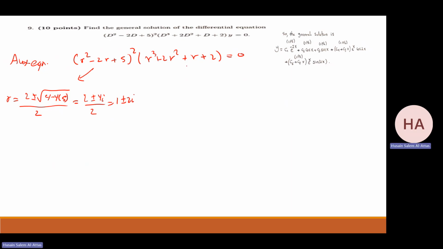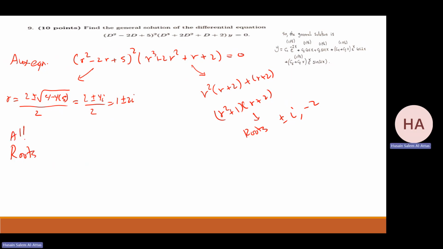Okay, this one, I think it needs some calculation. I can take r squared as a common factor. I have r squared times r plus 2 plus r plus 2. Then I have r squared plus 1 times r plus 2. So the roots here are plus or minus i and minus 2. So what are the total roots? All roots are 1 plus or minus 2i, plus or minus i, and minus 2.